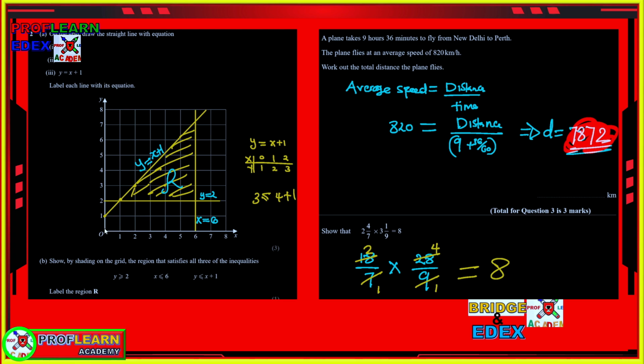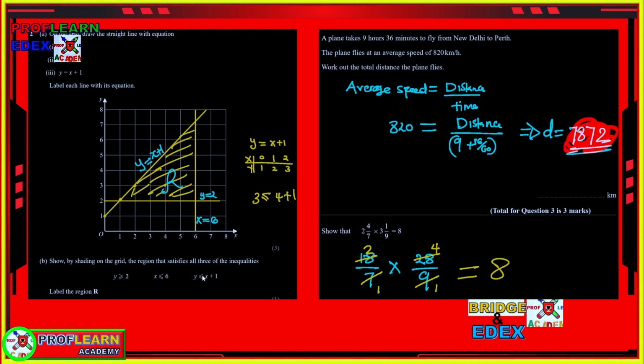Then we are going to plot the point 0, 1, and then another point is 1 on the x-axis, 2 on the y-axis. Now we have at least 2 points, so you can join a straight line that goes like that. Once you have identified that, if you want to know the shaded region, you can see this is y is greater than 2. We want to shade the region that satisfies y is greater than 2. So y greater than 2 is the upper part, and x is less than 6 is the part before 6, and y is less than x plus 1.